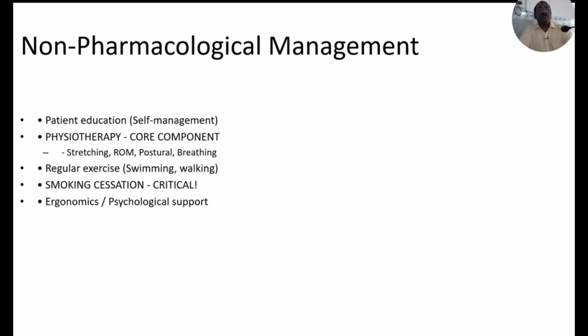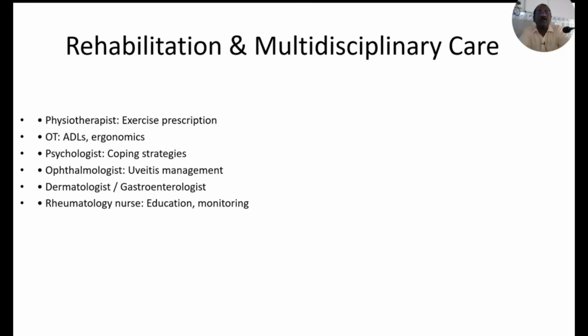These are the non-pharmacological management. The patient education is very important. The self-management. Physiotherapy is very, very important in ankylosing spondylitis. So your stretching, your postural or breathing exercise, etc. Regular exercise, especially swimming and walking, they're better. And smoking cessation is very, very important. And maybe the psychological support is also equally important. They are the non-pharmacological management.